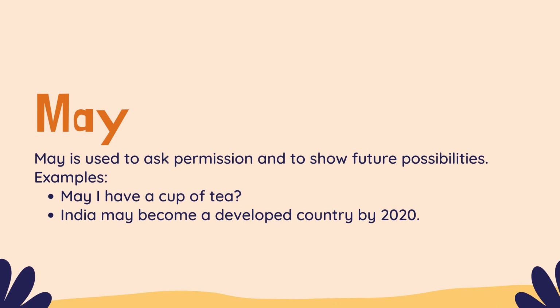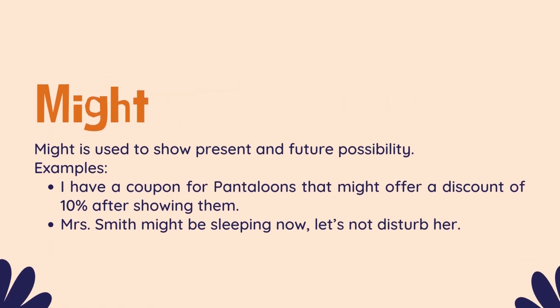May. May is used to ask permission and to show future possibilities. May I have a cup of tea? India may become a developed country by 2020. Might. Might is used to show present and future possibility. I have a coupon for Pantaloons that might offer a discount of 10% after showing them. Mrs. Smith might be sleeping now. Let's not disturb her.